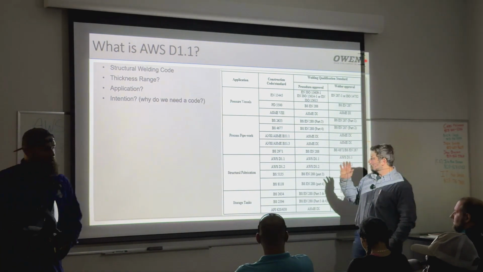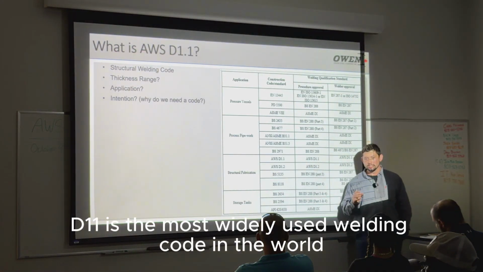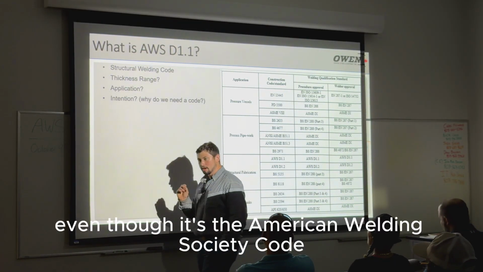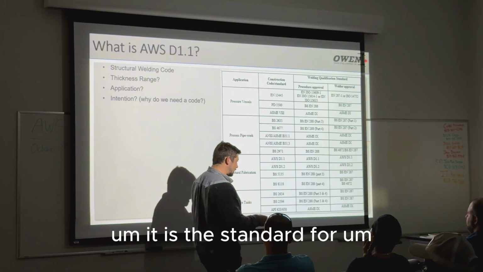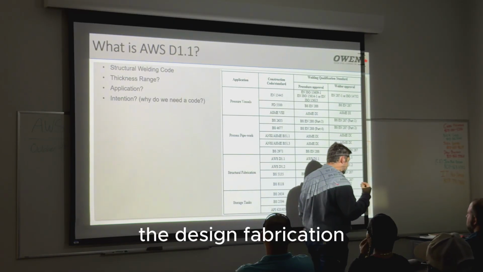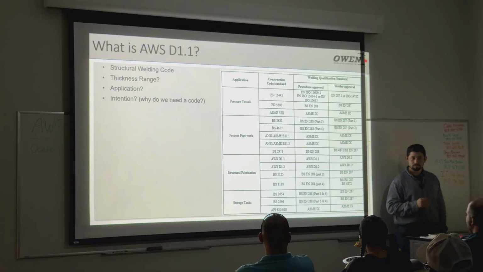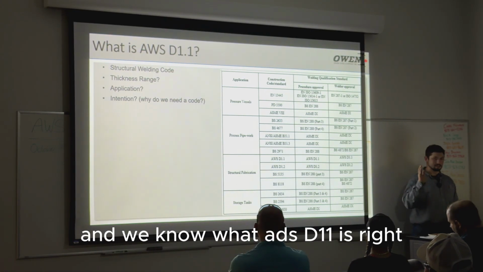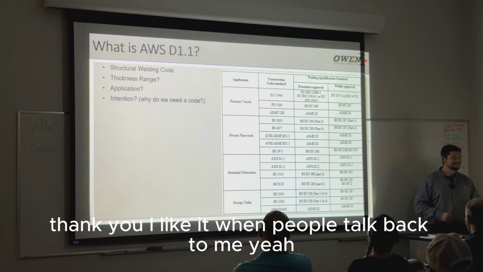But ultimately, AWS is the American Welding Society. AWS D1.1 is the most widely used welding code in the world, right? Even though it's the American Welding Society code, it is still recognized in multiple countries. It is the standard for the design, fabrication, and inspection of structural applications. Okay? So we all know what a code is, and we know what AWS D1.1 is, right? Yes. Thank you. I like it when people talk back to me.